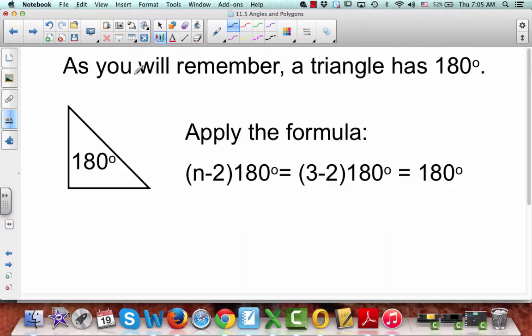Okay? As you will remember, a triangle has 180 degrees. So let's apply the formula. N minus 2 times 180 degrees equals, remember N is the number of sides, so we put 3 instead of the N. 3 minus 2 is 1 times 180 is 180 degrees. So that works out. So a triangle has 180 degrees, and we just proved that our formula works for that.